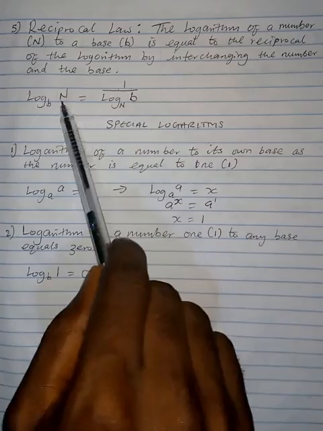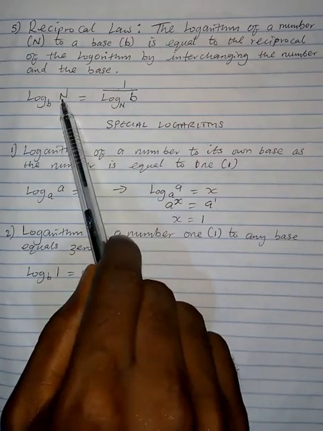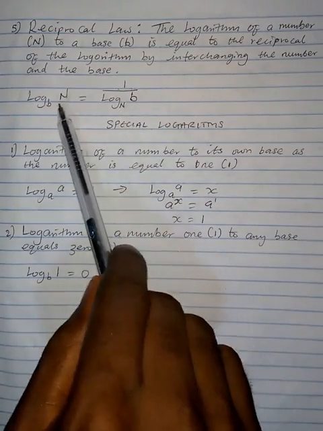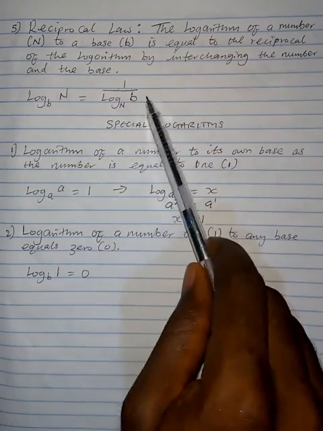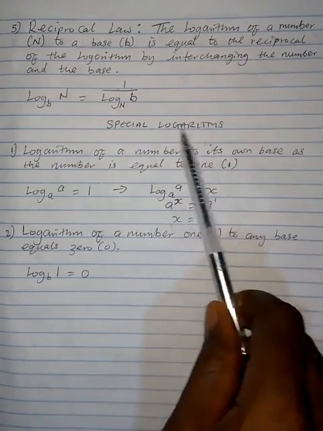Okay, 1 over is the reciprocal here. Once you do that, the number of the logarithm becomes the base, and the base becomes the number. That's what we mean by interchanging the number and the base. Okay, all right. Now, special logarithms.